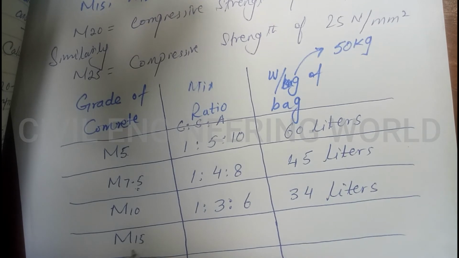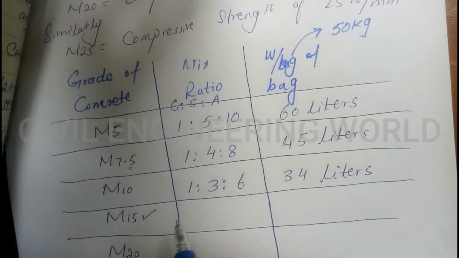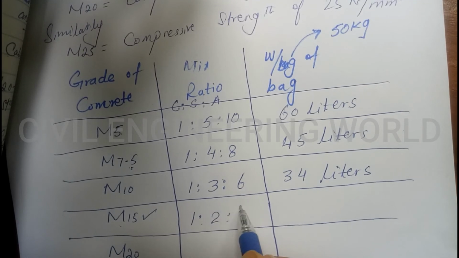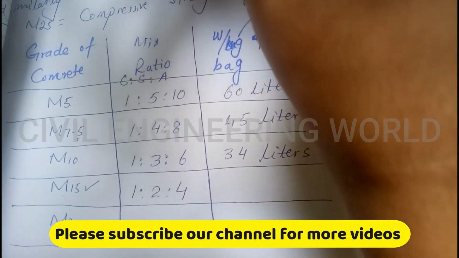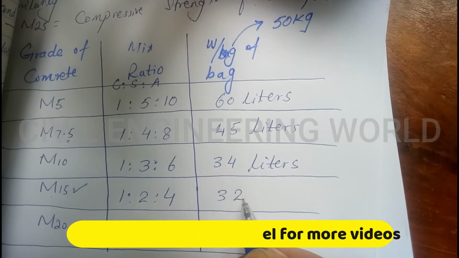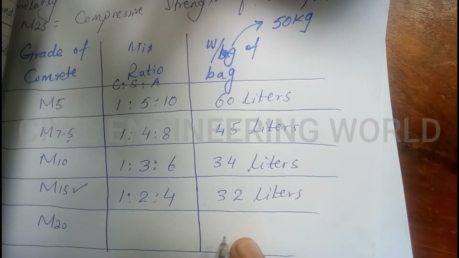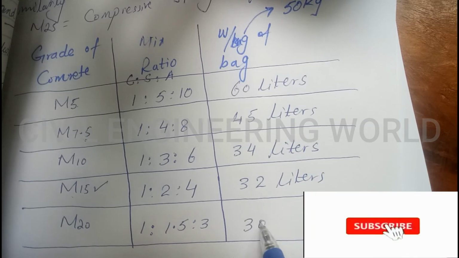Similarly, if we talk about M15 grade concrete, then its mix ratio is 1:2:4, and it requires 32 liters of water. Also, if we talk about M25 grade of concrete, its mix ratio is 1:1.5:3, and the amount of water required is 30 liters.